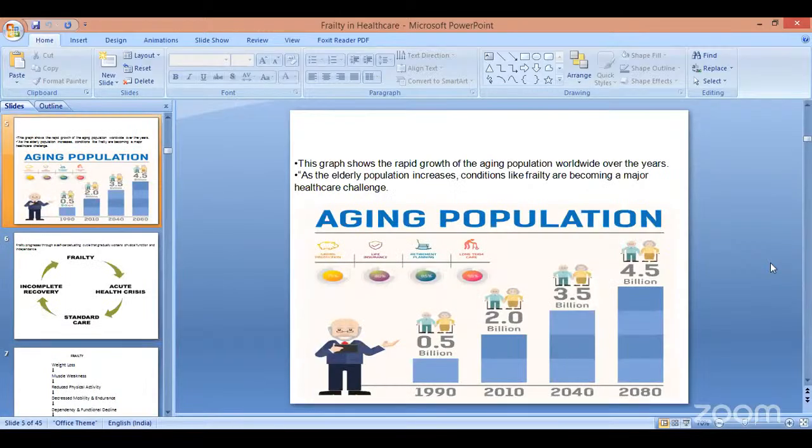In this picture, we can see that in 1990, only 0.5 billion patients presented with frailty, whereas in 2010 it increased four times, to 2.0 billion. In 2040, it's going to be 3.5 billion, and by 2080 it will go up to 4.5 billion. So the graph shows the rapid growth of the aging population worldwide over the years. As the elderly population increases, conditions like frailty are becoming a major healthcare challenge.